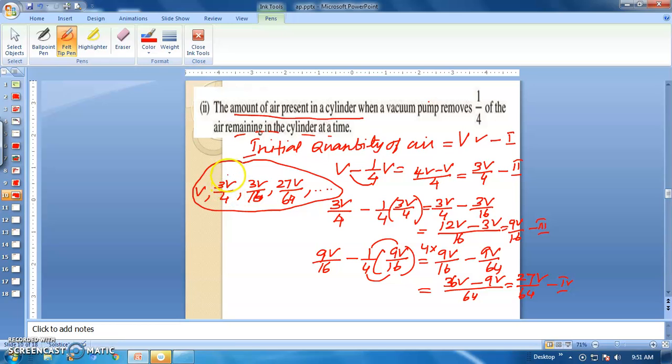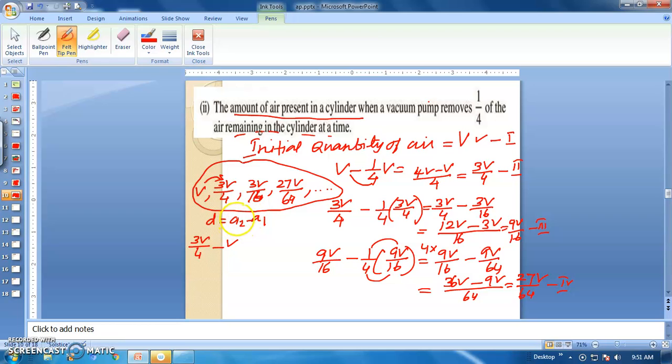Subtract the first one from the second one. That is 3V by 4 minus V, right? Because what is the formula for D? D equals A2 minus A1, the common difference formula. So this one is A2, this one is A1, so A2 minus A1. Don't subtract in the opposite direction, that is, not first term minus second term.